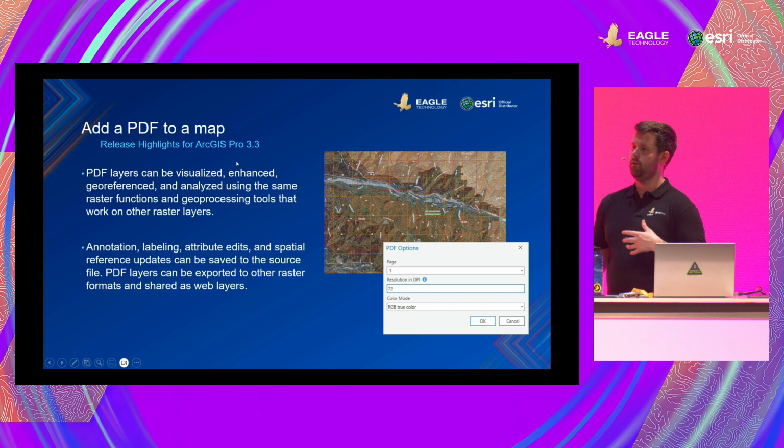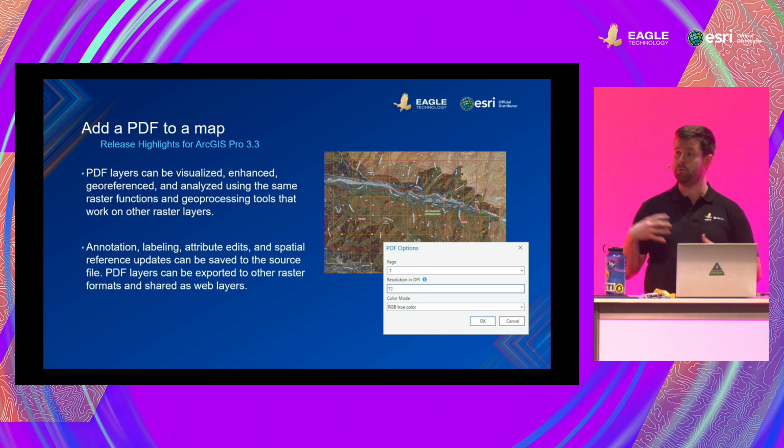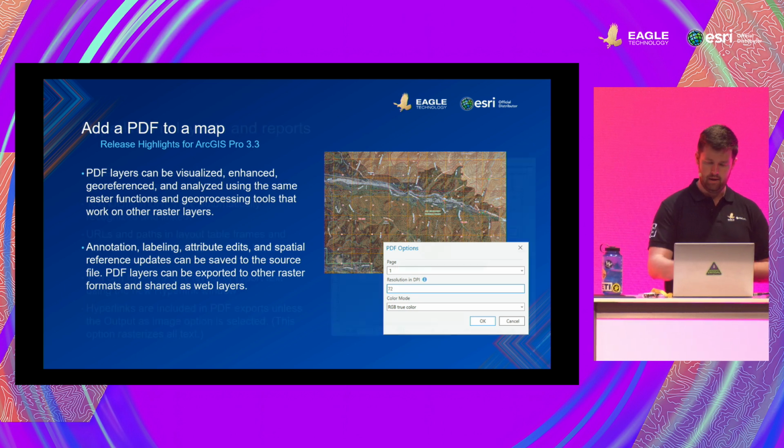So really that workflow to pull it in, it acts as a raster layer when you pull it in, and then you can geo-reference it. So you can choose what tool you want to use on it, just like any other raster layer inside ArcGIS Pro, but then also save those edits back to the PDF if you wish.